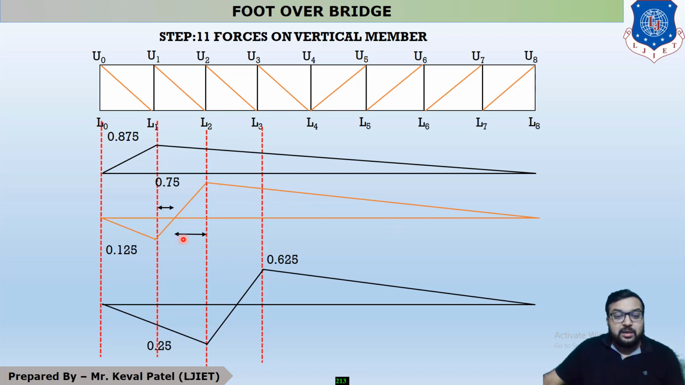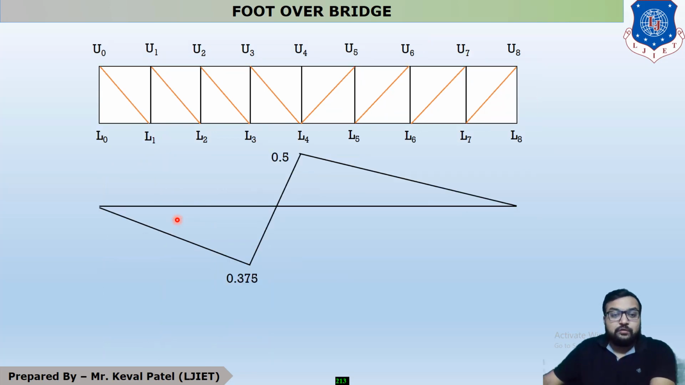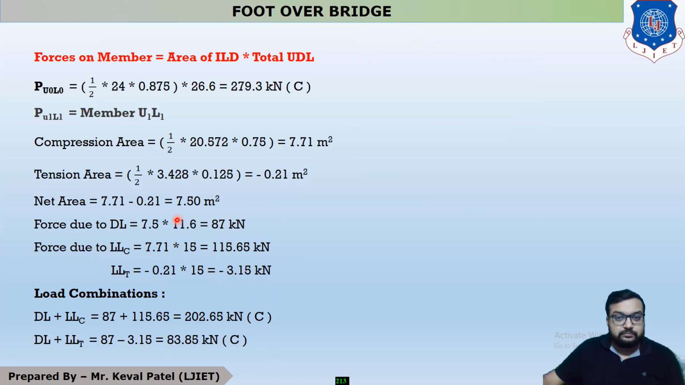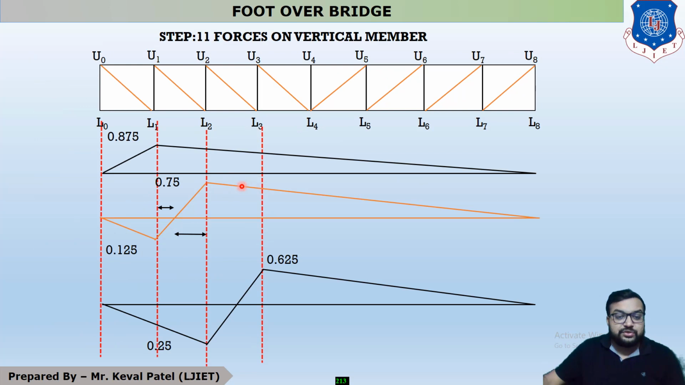Now 1 half is constant, altitude is 0.75 and your base is like this. So it is 18 plus 3 minus x. Okay, so you will get your answer of compression area. Similarly, you have to find out the area of tension because you can see that this is your compression portion and this is your tension portion.